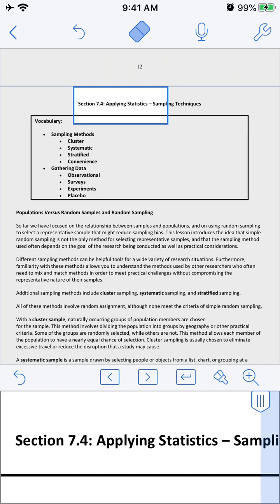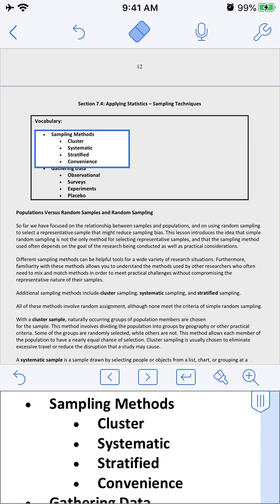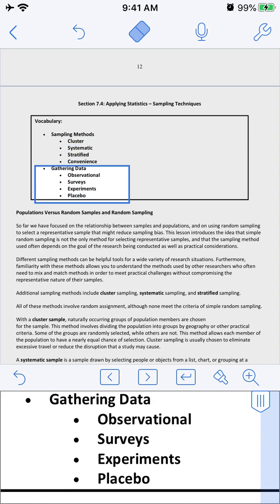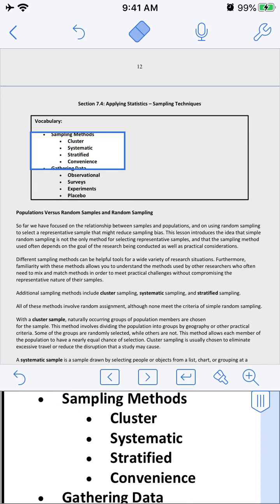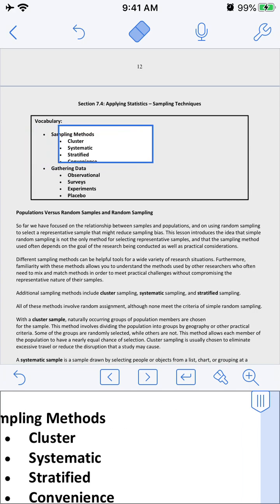We're going to talk about two areas here: sampling methods and how to actually gather the data. Sampling methods is kind of how you group people. So think of this as grouping.